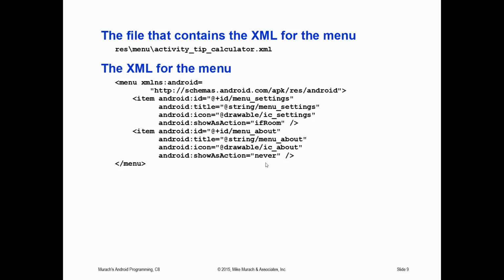All right, both item elements have 4 attributes. They each have an ID, a title, an icon, and a show as action. The ID specifies the ID or the name that's used, so if you have to reference it in code. The title specifies the text for the item that's displayed in the menu. The icon specifies an icon for an item that's usually displayed in the action bar. And the show as action attribute specifies whether the item is shown in the action bar.